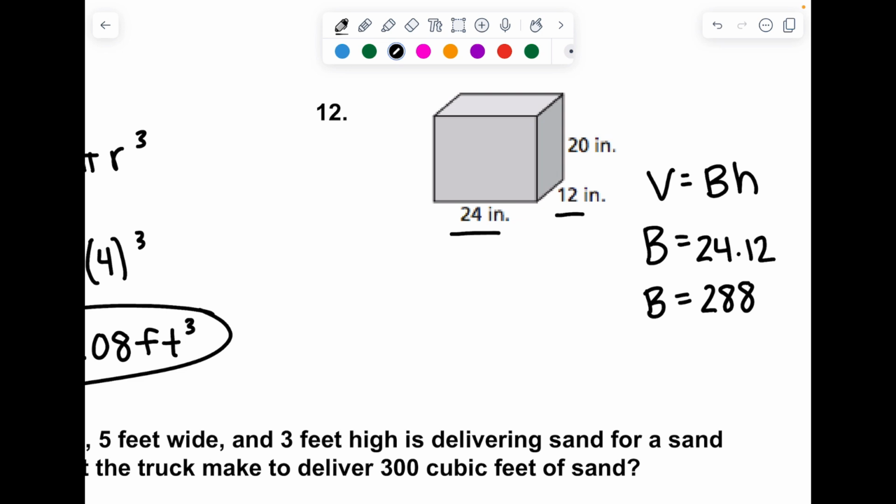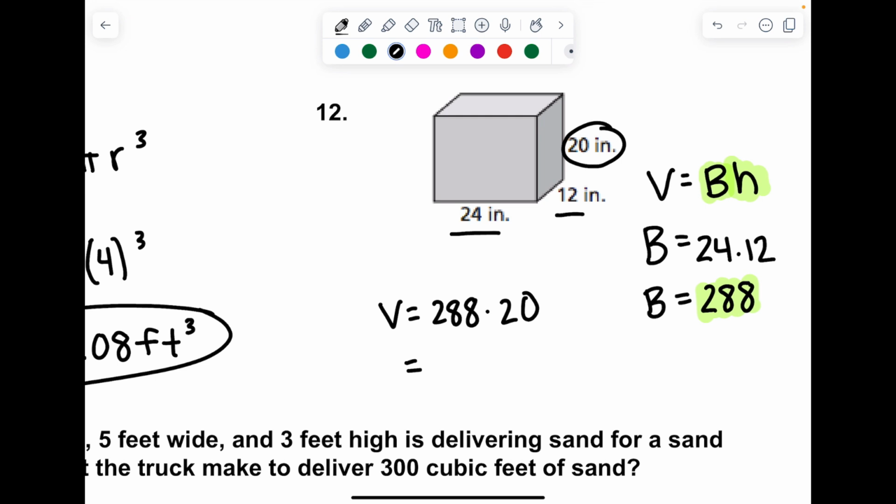And then we just need to plug that into our B and multiply it by the height. So we end up with 288 times our height, which is 20. And when you do that, you get 5,760 inches cubed.